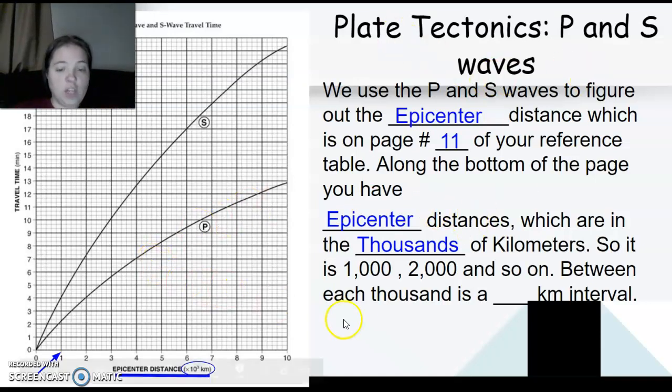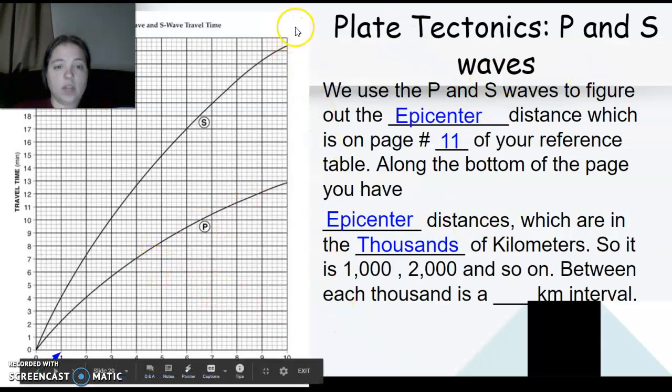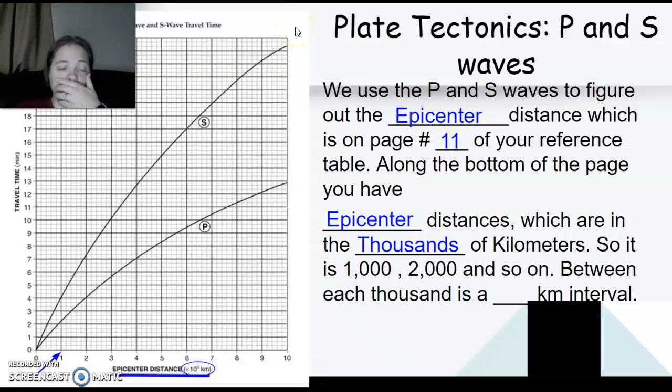And between each interval, sorry, that darn thing keeps popping up. Each interval is 200 kilometers. Right there, that little line that just popped up. Each one of those are worth 200 kilometers because there are 5 lines. So 1,000, 1,200, 1,400, 1,600, 1,800, 2,000. So that's how you figure that out.